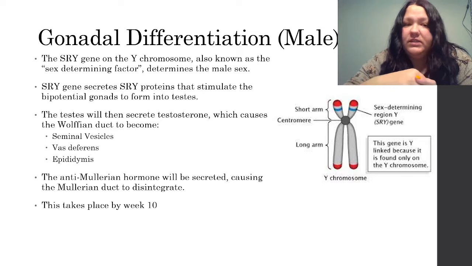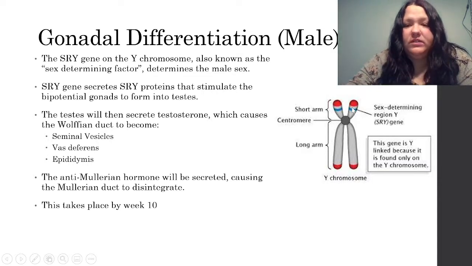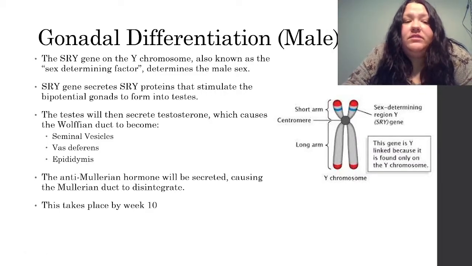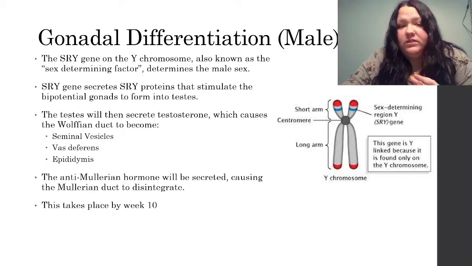The male process: the SRY gene on the Y chromosome, as you can see right here, is also known as the sex determining factor. That is going to determine whether the baby is going to be female or male. The SRY gene secretes SRY proteins that stimulate those bipotential gonads, the ones that are going to turn into ovaries or testicles. It stimulates them to form into testes.